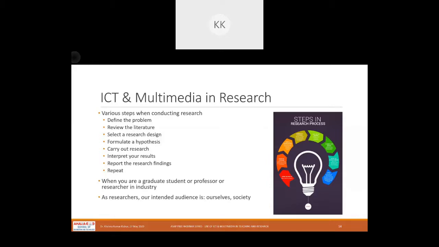Now, this topic is mainly for people who are graduate students, professors, or researchers in industry, or for anyone who is seeking to improve their skill in a very specialized sector, right? So as researchers, our intended audience is sometimes ourselves. Sometimes you have this math problem that's been unsolved for the past 10, 20 years, and you just want to solve it just for the fun of it, right? So the audience is ourselves. But most of the time we solve certain problems that are meant for society as well. So the society must appreciate your research work, and for that as well, ICT and multimedia plays a very big role.